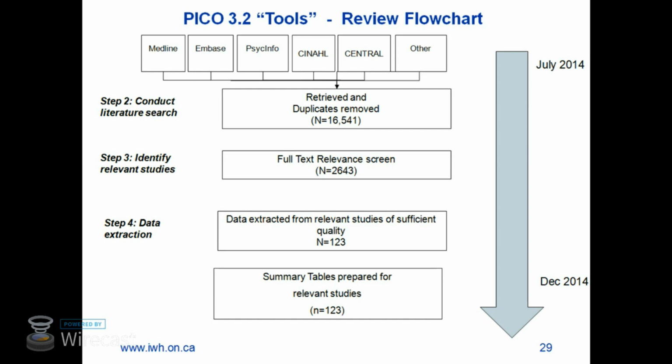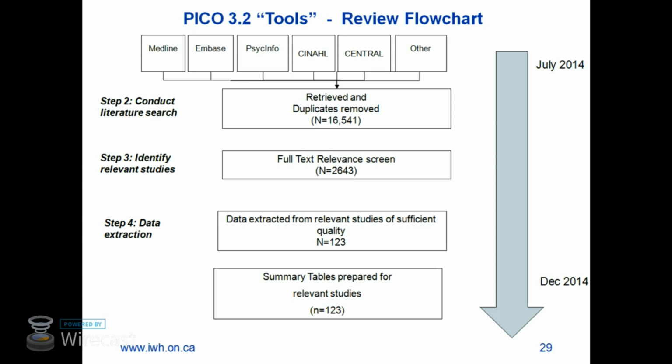So we're going to focus on 3.2 first. For 3.2, where really this was identifying tools, you'll notice that when we conducted the search in July of 2014, our first N, the first number that you should focus on, is that we had to screen through 16,541 titles and abstracts.